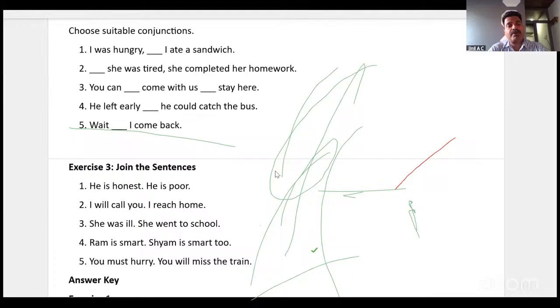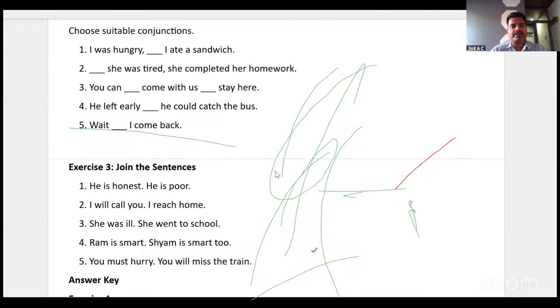How can you use not only but also there? Not only Ram is smart, but Sham is also smart. Not only Ram, but also Sham is smart.